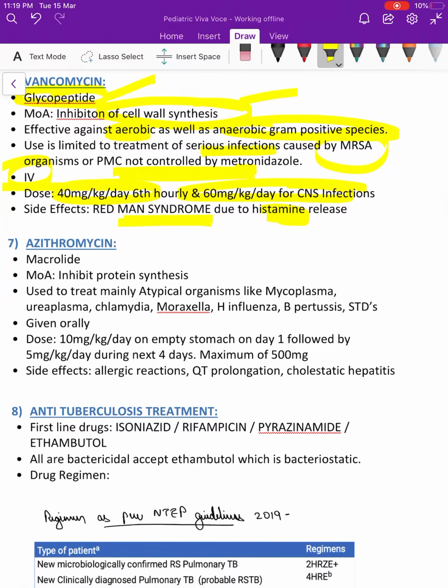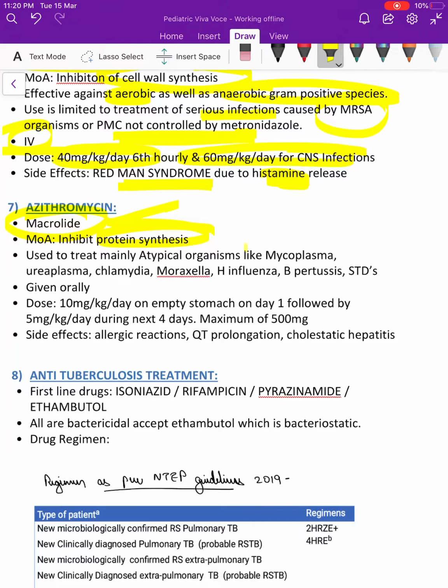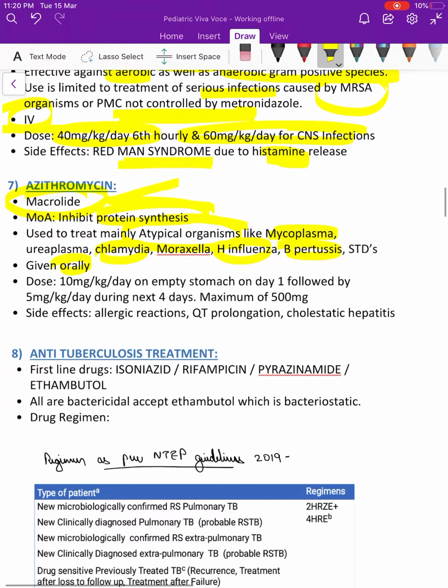Next one is azithromycin. It belongs to the macrolide group of antibiotics. How do they act? They act by inhibition of protein synthesis. It is used to treat mainly atypical organisms like mycoplasma, chlamydia, H. influenzae, pertussis, etc. Okay, it is given orally. How do we give it? On the first day we give it as 10 mg per kg per day on an empty stomach.